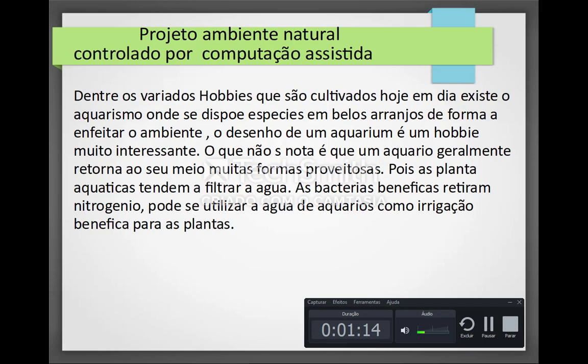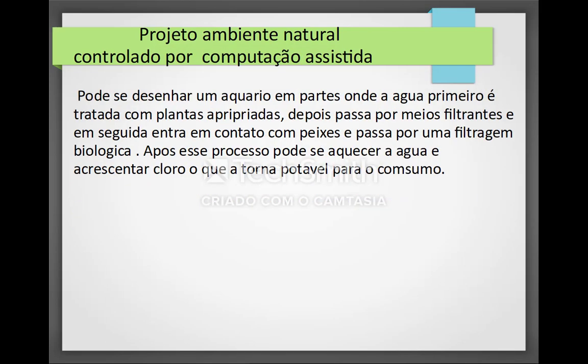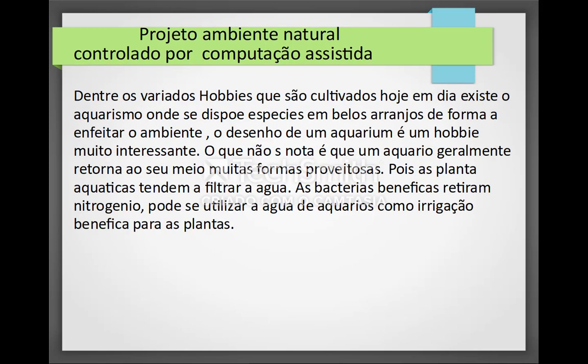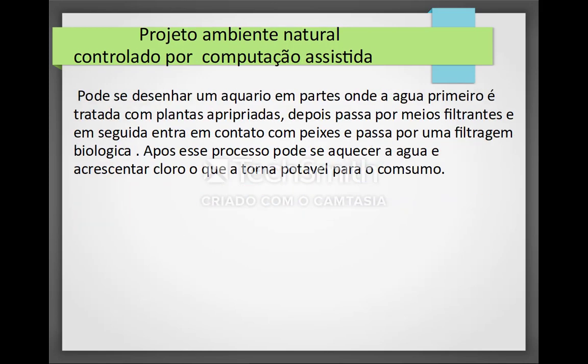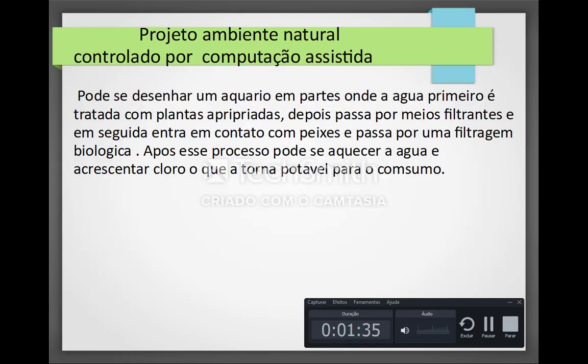Because aquatic plants tend to filter water. Beneficial bacteria remove nitrogen. Water from aquariums can be used as beneficial irrigation for plants. You can design an aquarium in parts where the water is first treated with appropriate plants, then passes through filter media and then comes into contact with fish and undergoes biological filtration. After this process, water can be heated and chlorine added, which makes it drinkable for consumption.